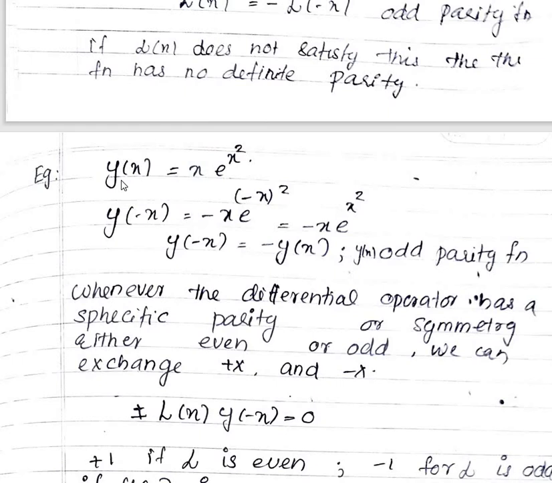For example, if y of x is equal to x e raised to x square, it is the function. If you replace x by minus x, y of minus x is equal to minus x e raised to minus x square, and this will become positive. So the expression is minus x e raised to x square. It is nothing but minus y of x. When we replace x by minus x, its value becomes minus y of x. So this function is an odd parity function.